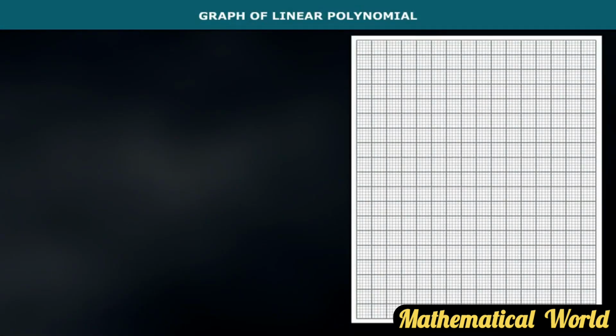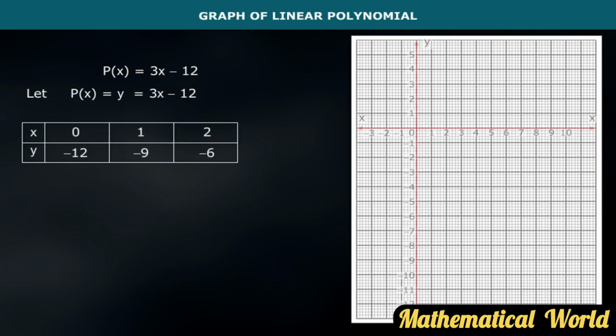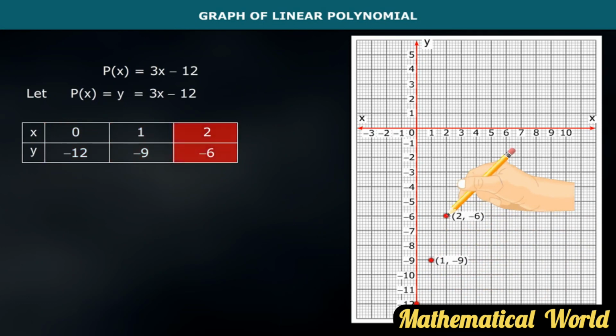Graph of linear polynomial. We want to find the graph of the given linear polynomial p(x) equals 3x minus 12. Let me denote the polynomial p(x) by y so that y equals 3x minus 12. We can easily find the values of x and y that satisfy this equation. Let us tabulate some of the values of y corresponding to the different values of x. These are 0, minus 12; 1, minus 9; 2, minus 6.